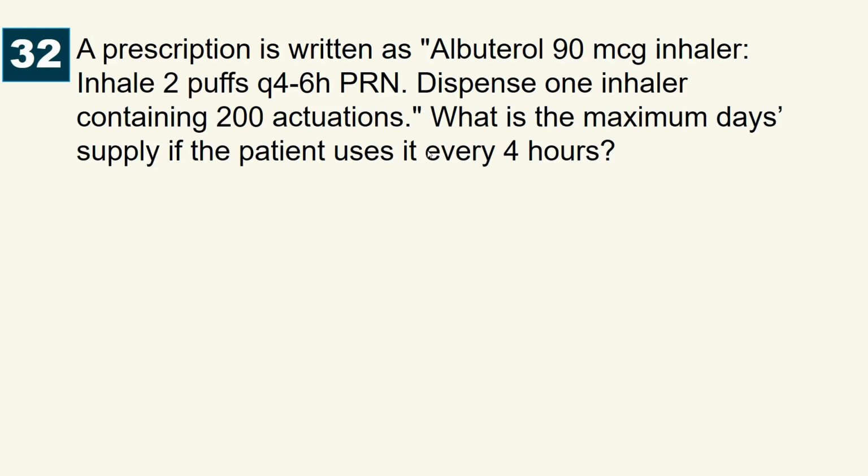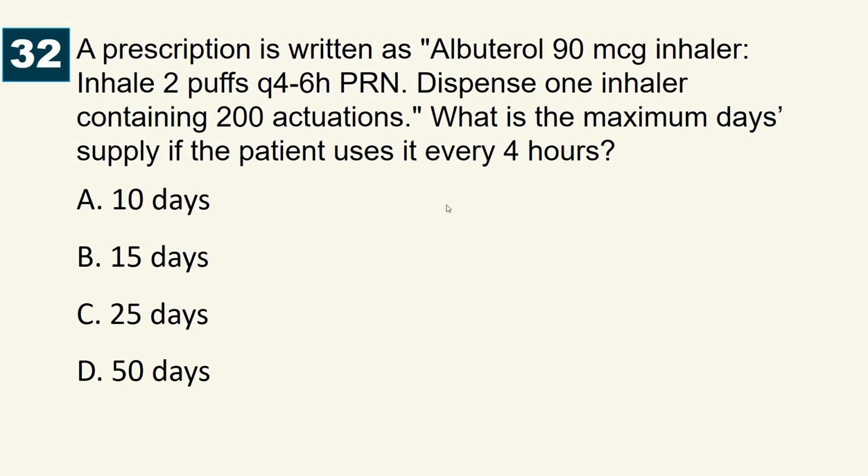Next, a prescription is written as albuterol 90 microgram inhaler. Inhale 2 puffs every 4 to 6 hours as needed. Dispense 1 inhaler containing 200 actuations. What is the maximum days supply if the patient uses it every 4 hours? That means the patient is using it 6 times a day. A, 10 days, B, 15, C, 25 days, D, 50 days.